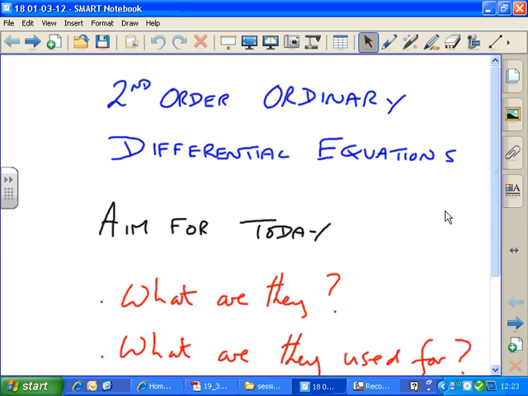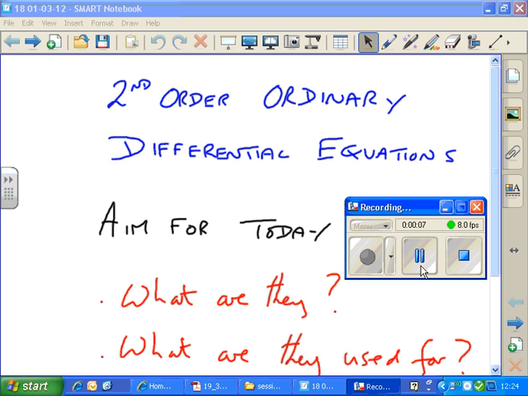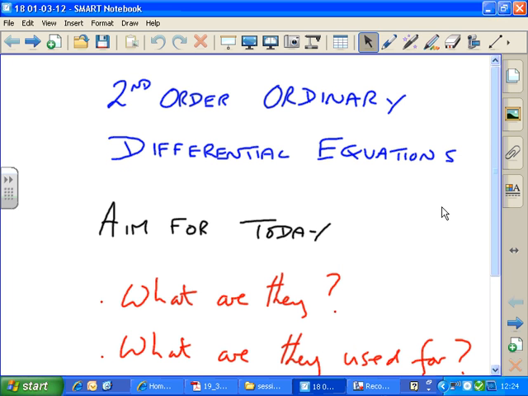Okay, so let's introduce or review this idea of second order differential equations, and then spend the rest of today practicing using these things, using the auxiliary equations, which I think I introduced last time.